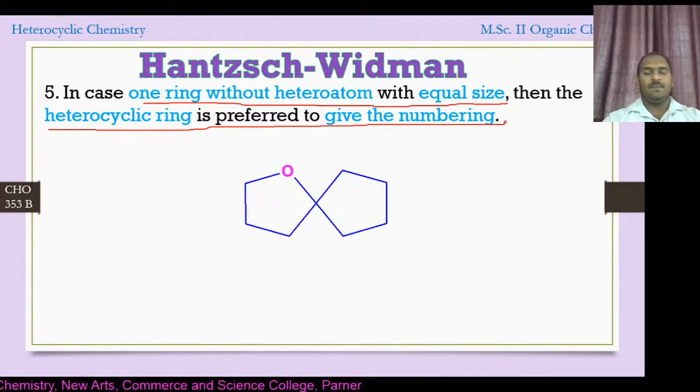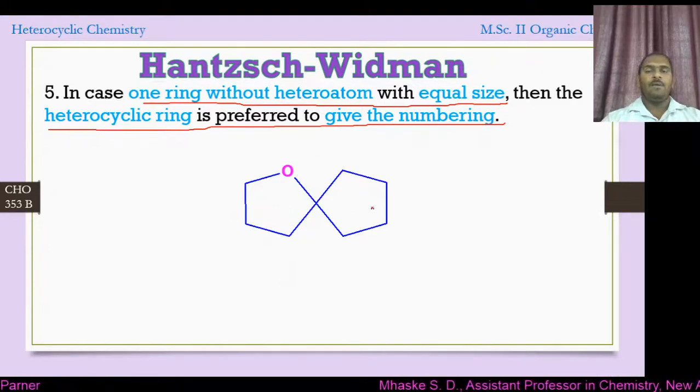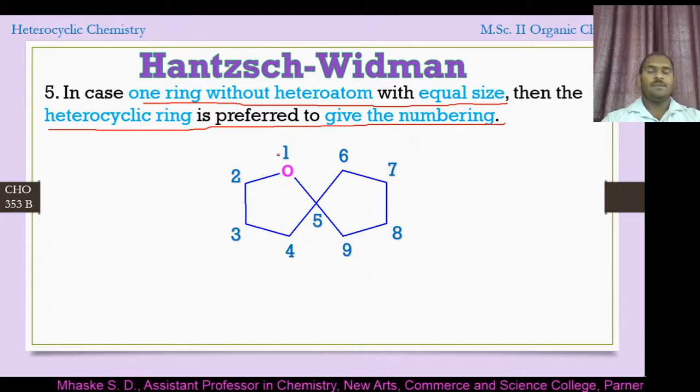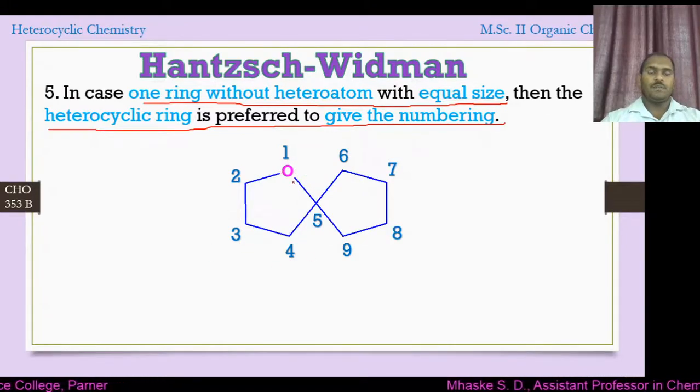So let's take the example here. Now you can see it is a 5-membered ring and it is also a 5-membered ring. In between them there is a common atom, so it is a spiro compound. Four atoms from this side, four atoms from this side. When we start numbering, it should start from the ring which has a heteroatom. So here we give number 1 to the oxygen, then 2, 3, 4, 5, 6, 7, 8 and 9. So total there are 9, so nonane is the parent, containing oxygen at first position. So what will be the name? 1-oxaspiro[4.4]nonane, that will be the name of the compound.